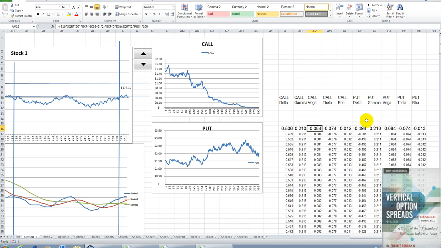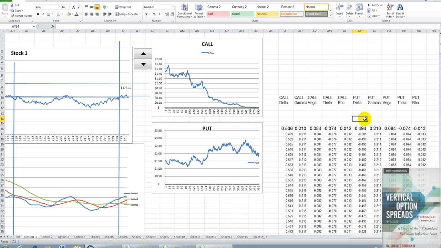Vega gives you the rate of change. For every 1% increase in volatility, the option price will increase by almost 1% itself, or 8%, I should say. Theta means for each passage of time, the asset price will move downward, holding all else constant. And you can see the rho has the smallest change. Given a change in interest rates, the option price will move up by 1%. So 50%, 21%, about 8.5%. Theta is about 7%, and the rho, which is interest, is 1%.